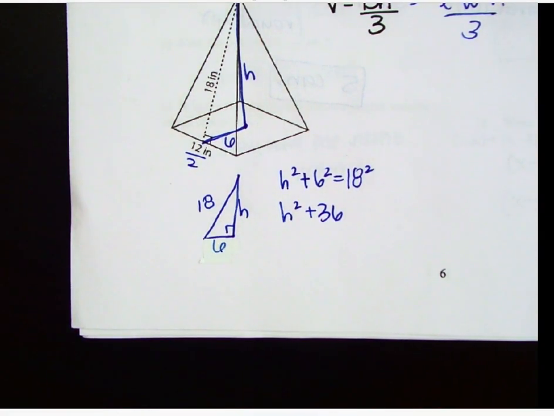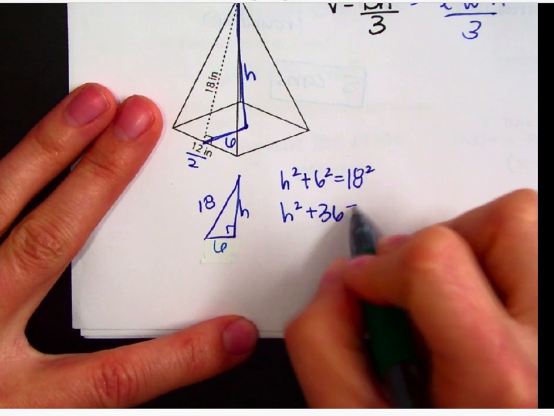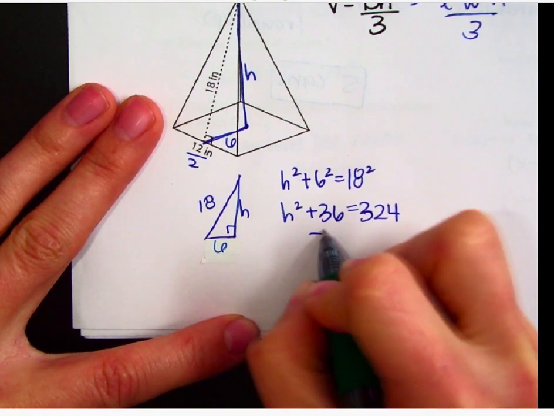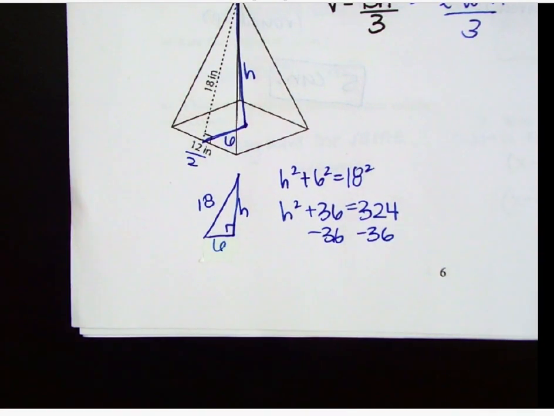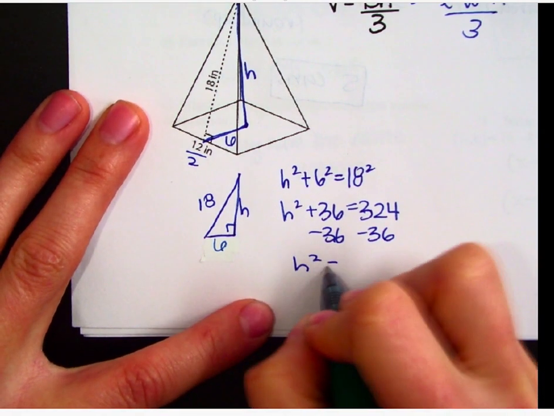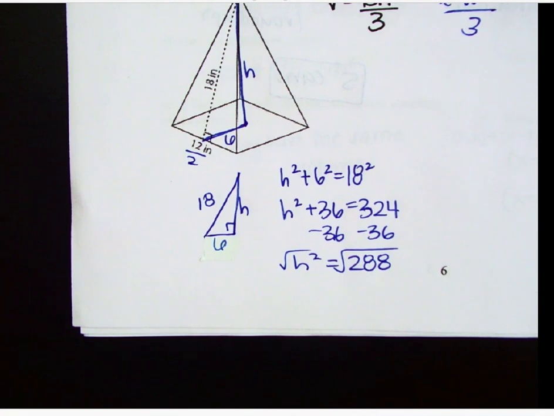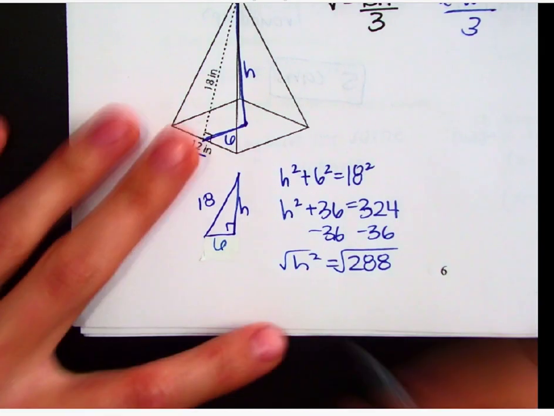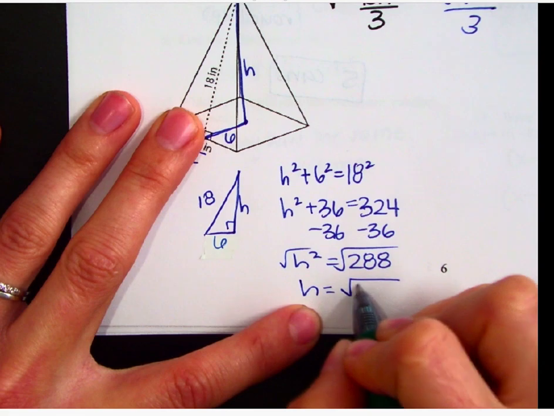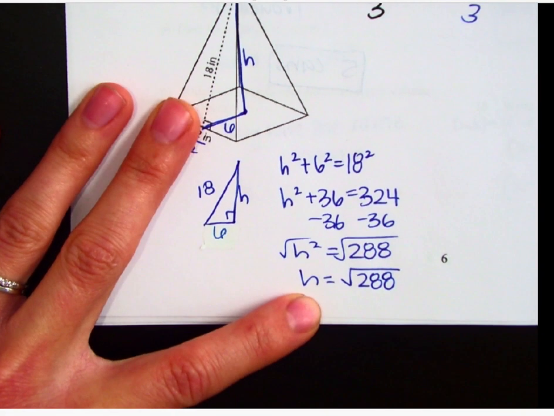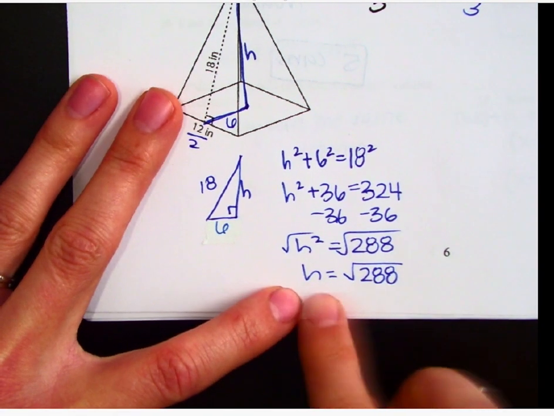18 squared is 324. So to solve for h, we have to subtract 36. And then our last step to get h is square rooting. So when we do the square root of 288, we're going to get an answer where you can round. But honestly, midway through the problem, you shouldn't round. We can leave our height as this.